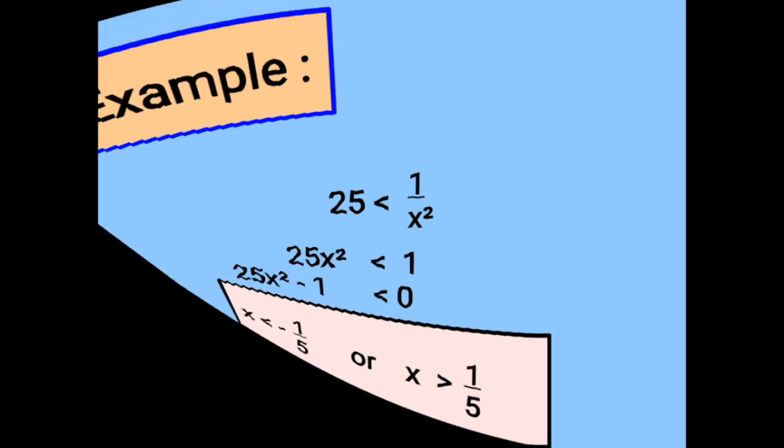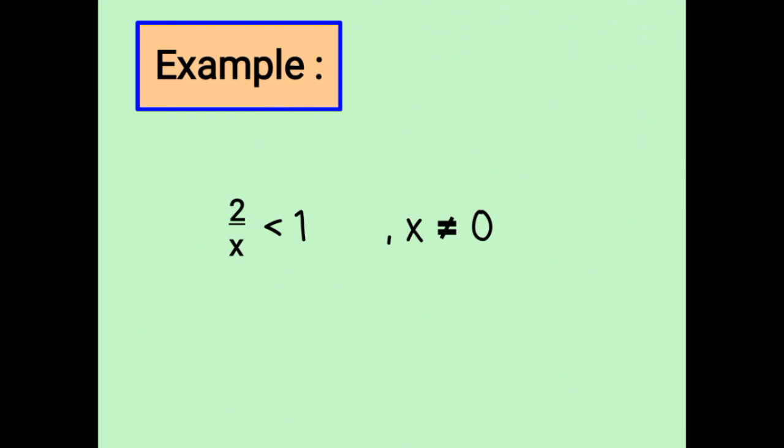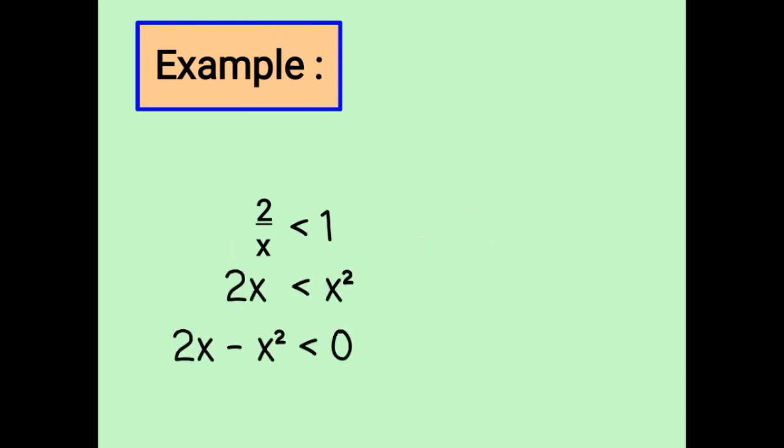Find the set of values of x for which 2 over x is less than 1 where x is not equal to 0. Here, x could either be positive or negative, so you cannot multiply both sides of the inequality by x. Instead, multiply both sides by x squared as x squared can never be negative and since x is not equal to 0, x squared is not equal to 0. So, multiplying by x squared gives us 2x less than x squared, 2x minus x squared less than 0.